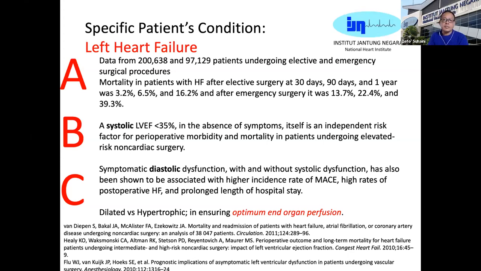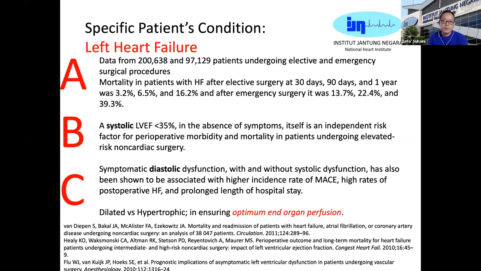Is this patient regularly admitted because of acute heart failure, presenting with acute pulmonary edema? Or is there totally no symptom for the past 6 months or 1 year prior to the non-cardiac surgery? All this information is important when we're managing this patient in our operating theatre.